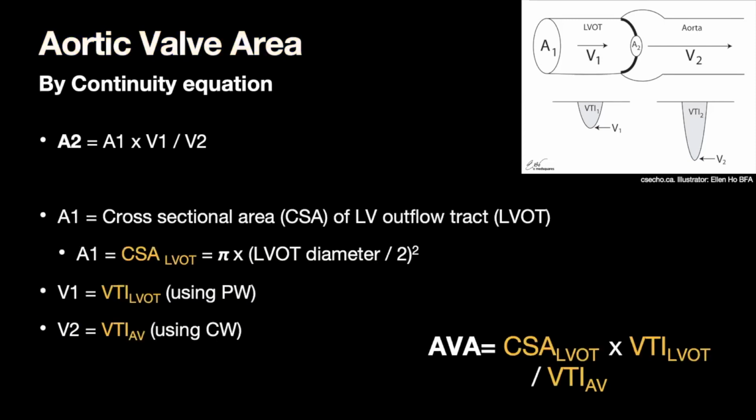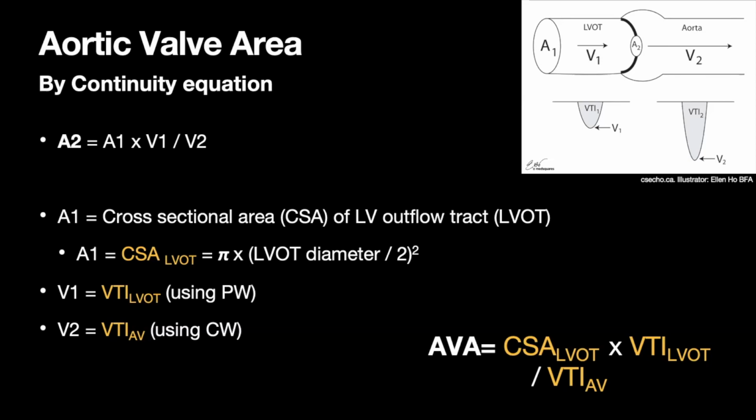So here we have the equation solving for A2, which will be our aortic valve area. A1 is the cross-sectional area, or CSA, of the LV outflow tract. And if we look here, we can see the cross-sectional area is defined as pi times your LVOT diameter divided by 2, which is squared. Your V1 is your VTI of your LVOT that we've obtained using pulse wave Doppler. V2 is your velocity time integral of the aortic valve using continuous wave Doppler, and we plug it into our formula.